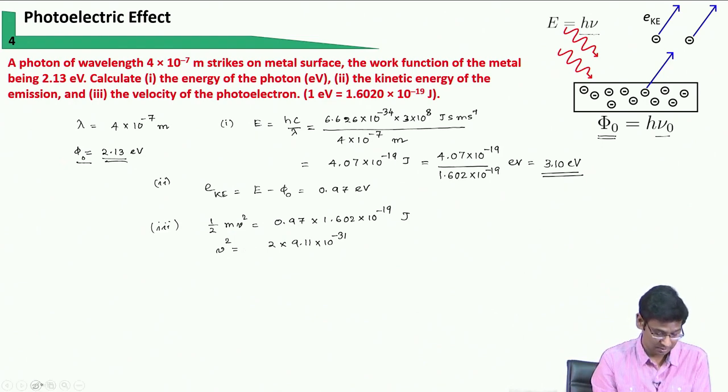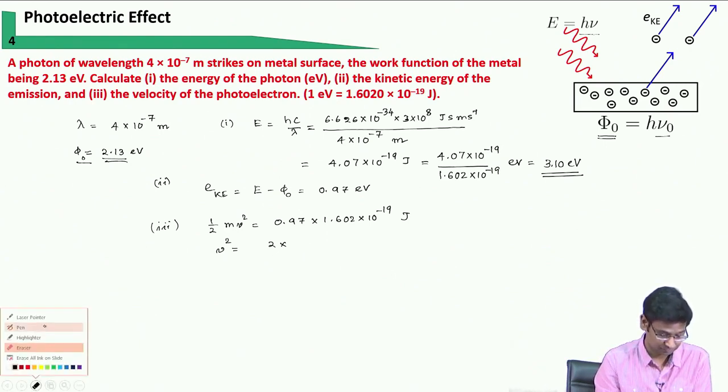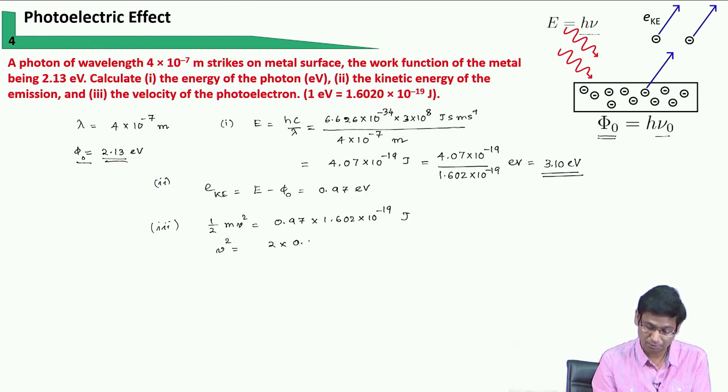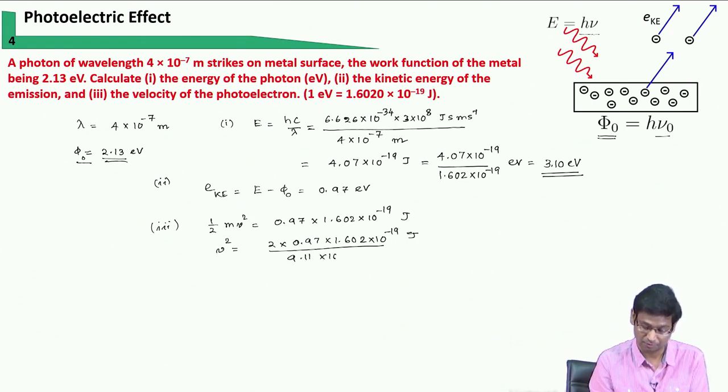Forgive me, this has to be divided, not multiplied. So, 2 into 0.97 into 1.602 10 to the power minus 19 joule divided by 9.11 into 10 to the power minus 31 kg. So, you know joule per kg will be meter square second to the power minus 2.